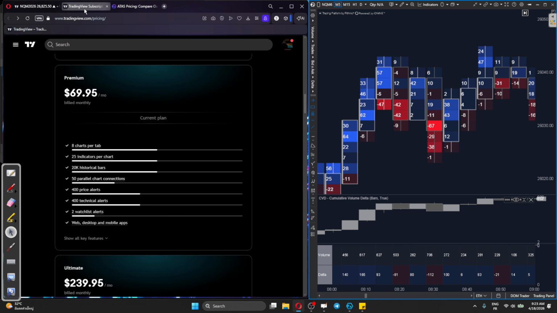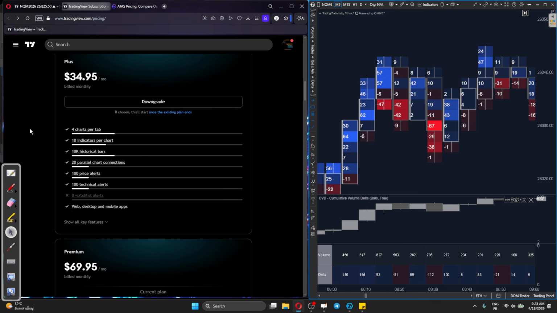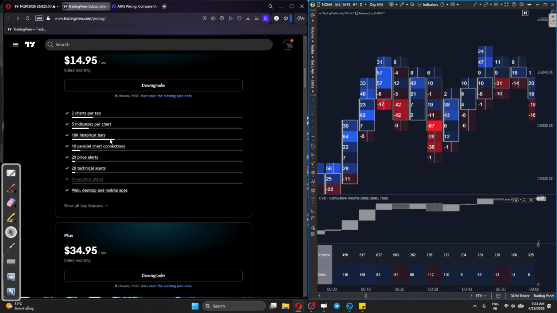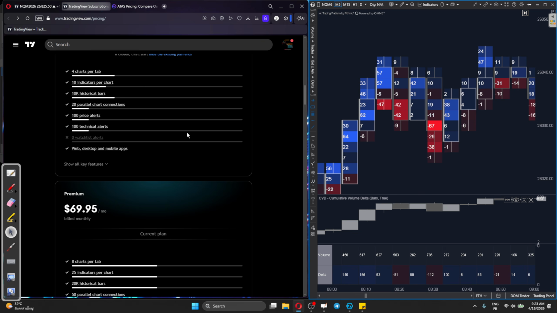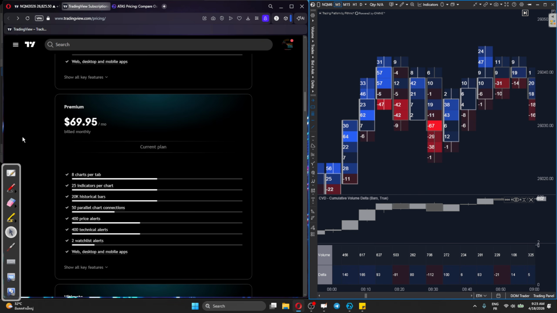Starting with the pricing. For TradingView, to get the footprint chart, you need two things. First of all, you need to get a premium subscription. You won't get the footprint chart with the Plus for 34 or the Essential, okay? So on a monthly subscription, we're comparing here, it would be $69.95, so $70 per month.